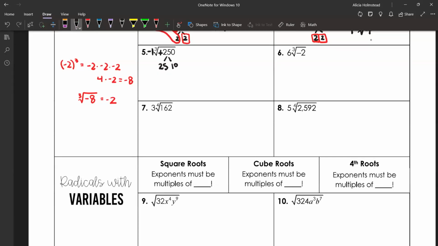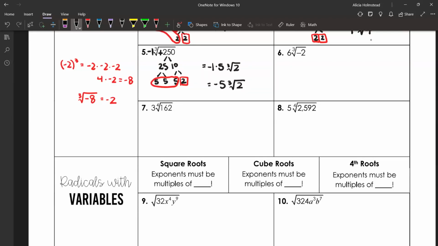250 is 25 and 10. 25 is 5 and 5. 10 is 5 and 2. Our index is 3, so we're looking for groups of 3 with 1 left over. So if we rewrite this, we're going to have that negative 1 that we moved out front, that's going to come along. There's a group of 3 5s, so one of those can come out, and then left over in the root is 2. Negative 1 times 5 is negative 5. So that will be negative 5 cube root of 2.